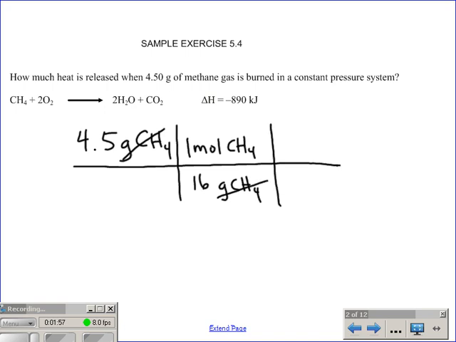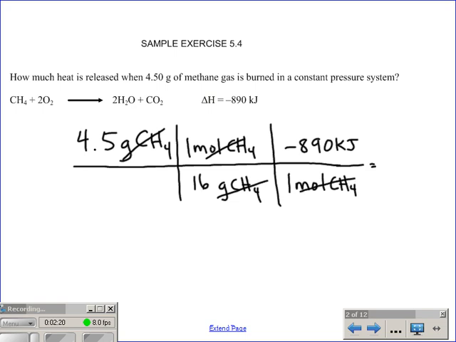And then this step is a little bit different. Usually at this point we do a mole to mole ratio or something, but that's not what we're solving for here. We want to know, according to this balanced equation, how much energy is released. So according to the equation, the coefficient for CH4 is 1. So 1 mole of methane releases 890 kilojoules of energy.